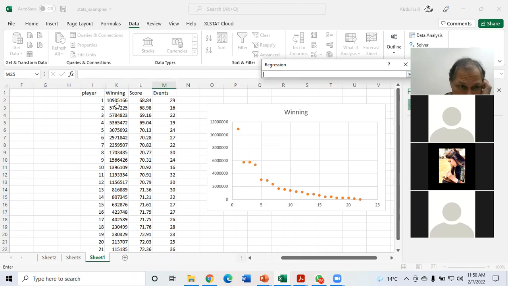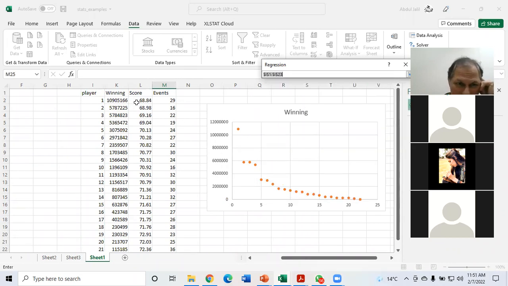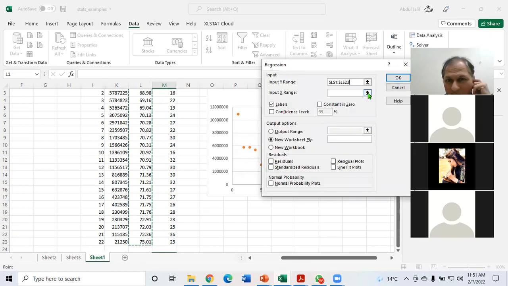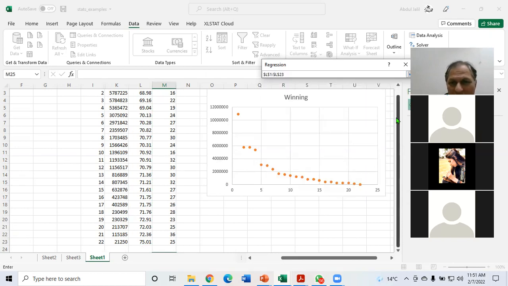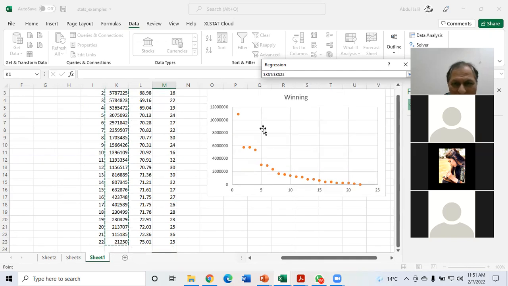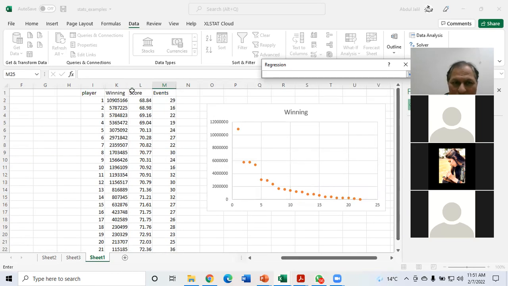Sorry, I picked the player. I should not pick the player. I should pick the scores. So what is the y value? Score is independent variable and winning amount is dependent variable, right? So winning amount is dependent variable because how much you will win depends upon how much score you have done. So this means it is your y, and then this is your x. Score is your x. Clear?